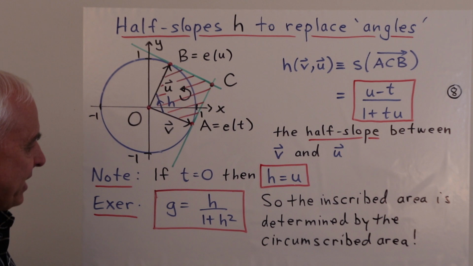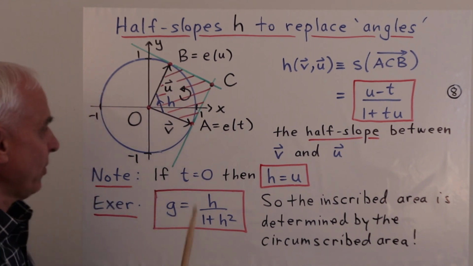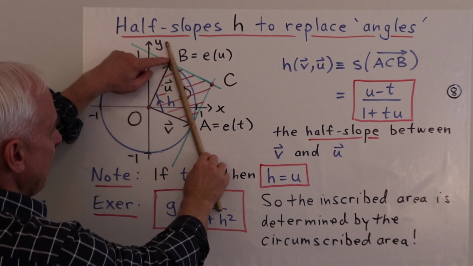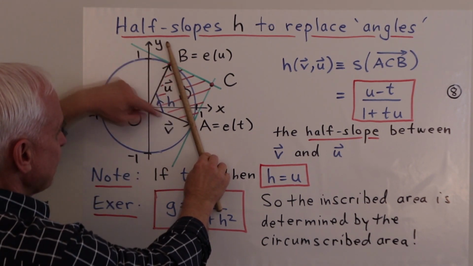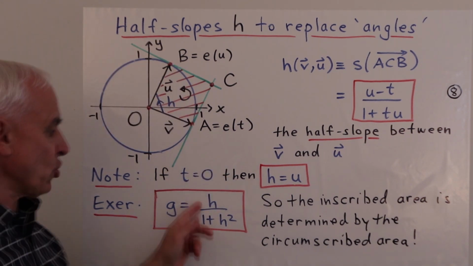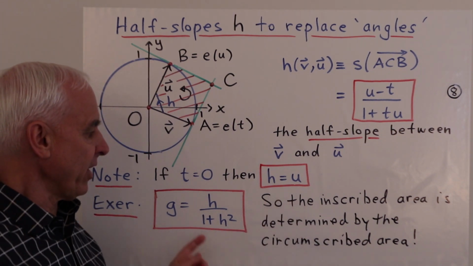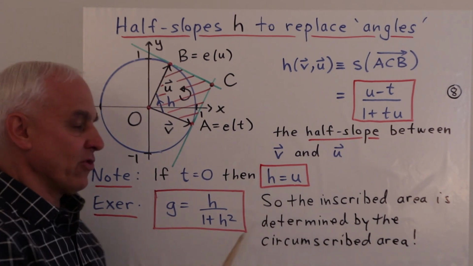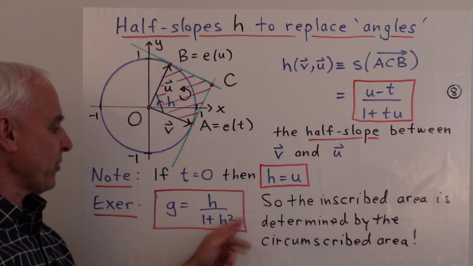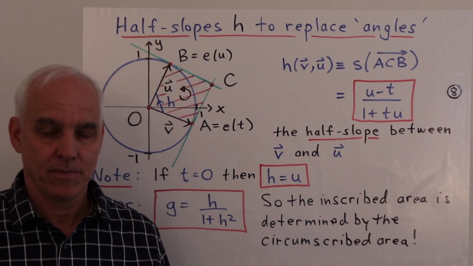Another very interesting aspect is the other quantity g that we've talked about, which is the inscribed thing. I remind you that's just what you get when you join A and B with the chord and look at that smaller inscribed triangle. It turns out that g is equal to h over 1 plus h squared. So the inscribed area is actually determined by the circumscribed area. If you know this quantity, then you know the g quantity through this secondary relation, which is pleasant to establish.